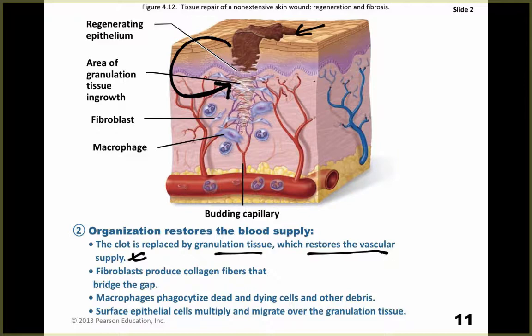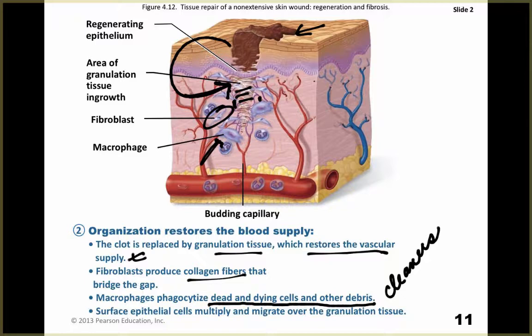Fibroblasts, you can see these guys right here are going to start producing collagen fibers, and you can see the fibers here to help bridge the two sides. And then you have these guys right here, macrophages. These are the guys that are going to come in and get rid of any of the dead and dying cells and any other debris, all the junk there. So they're the cleaners, right?